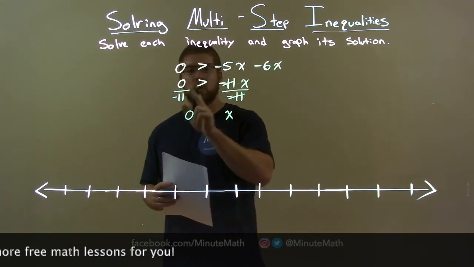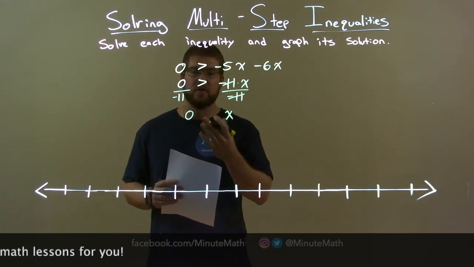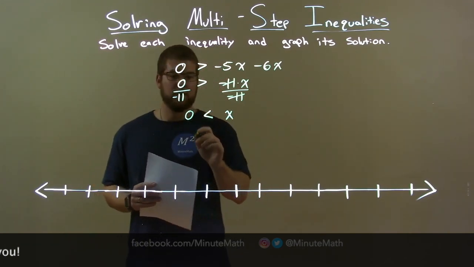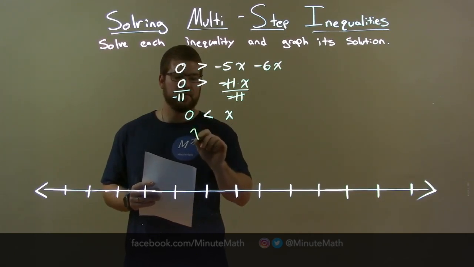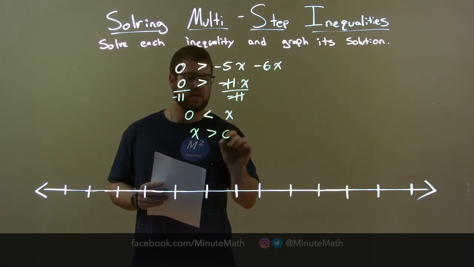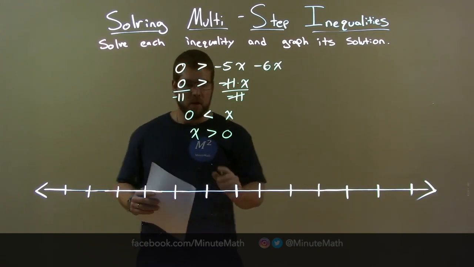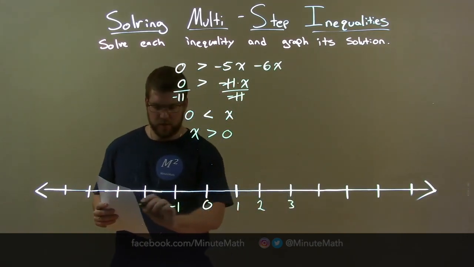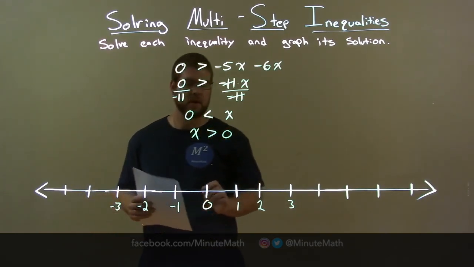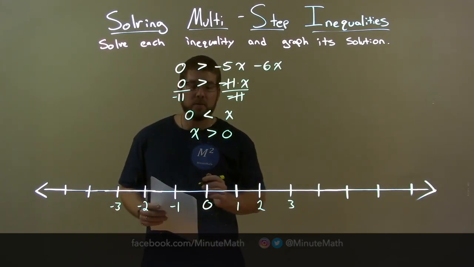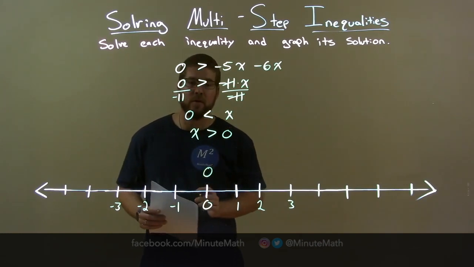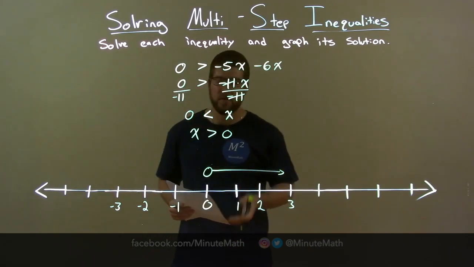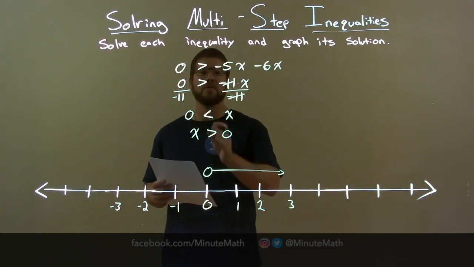But when we divide over an inequality, the sign changes. Greater than sign is now less than sign. We can rewrite this to have x come first, so 0 is less than x is the same thing as x is greater than 0. So let's graph this. We put a 0 here, 1, 2, 3, negative 1, negative 2, negative 3 here. Since x is not equal to 0, that means we have an open circle here at 0. x is greater than 0, so the arrow goes to the right, and there we have it. Our graph matches our final answer of x is greater than 0.